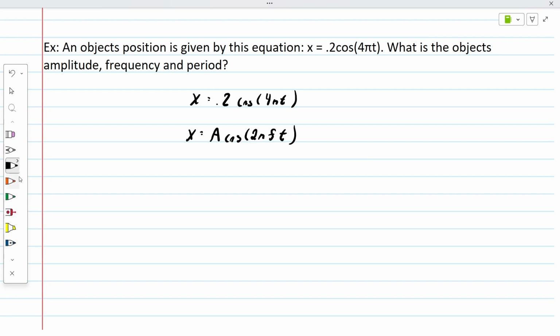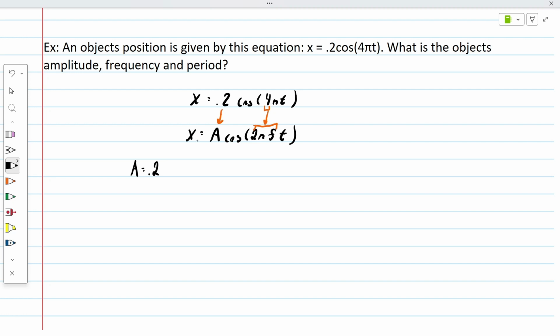Now we can pretty much just map these to each other, where this is the amplitude and this is the 2 pi frequency right here. Let's go ahead and write these out. The amplitude is the easiest one. It's just the coefficient in front of the cosine, so the amplitude equals 0.2.